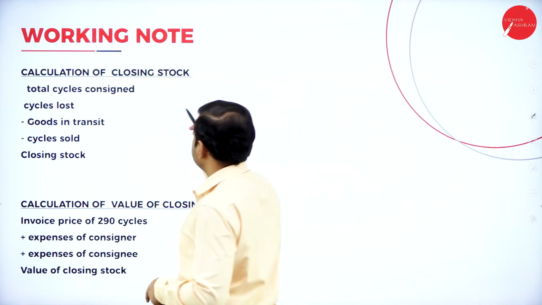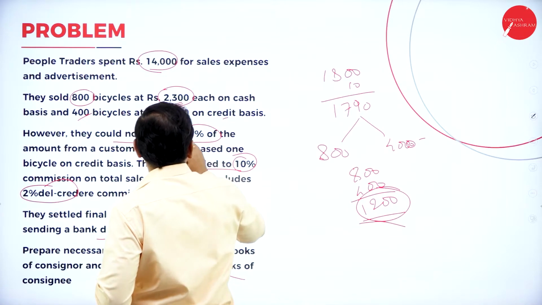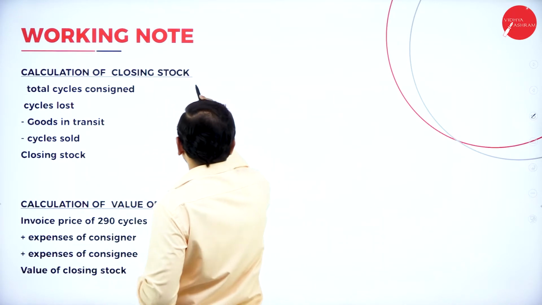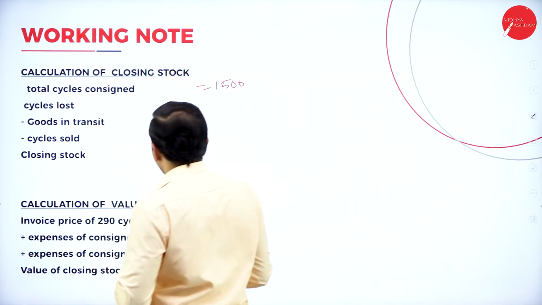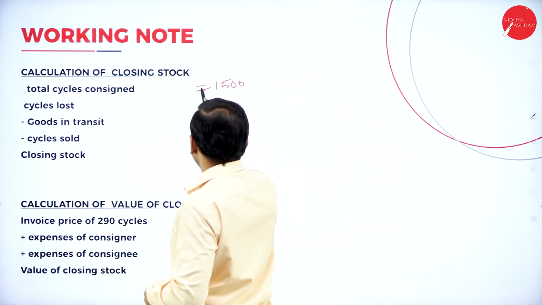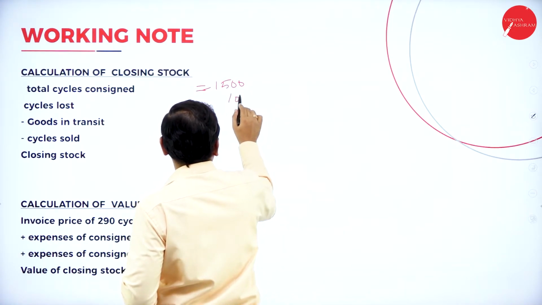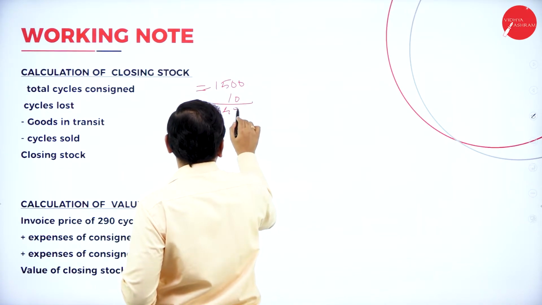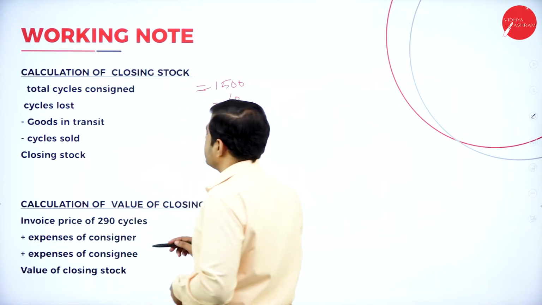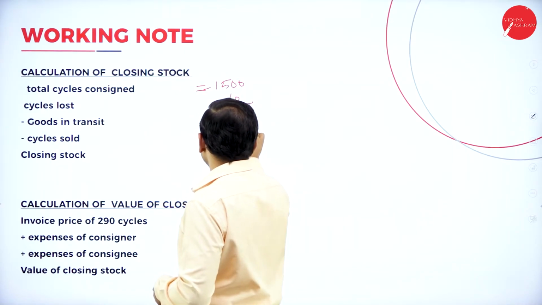Next point, calculation of closing stock. How many cycles have we consigned? We have consigned 1,500 cycles. Cycles lost or damaged during transit are 10 cycles. So it is 1,490 cycles. Goods in transit nil. We don't have any goods in transit.